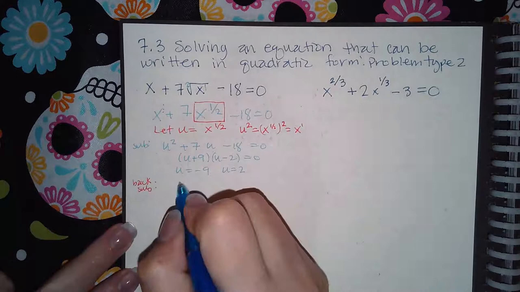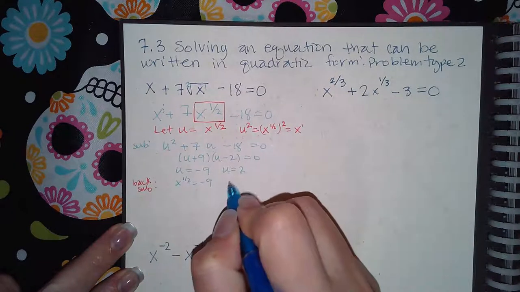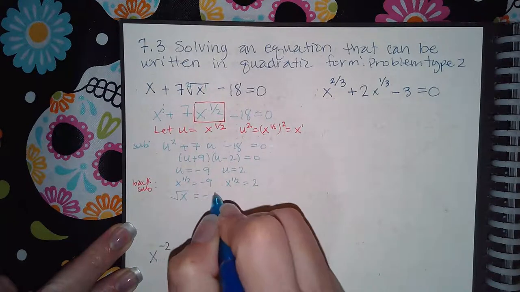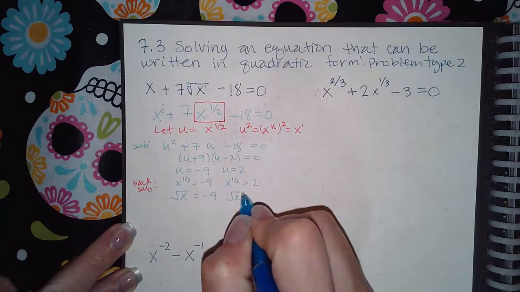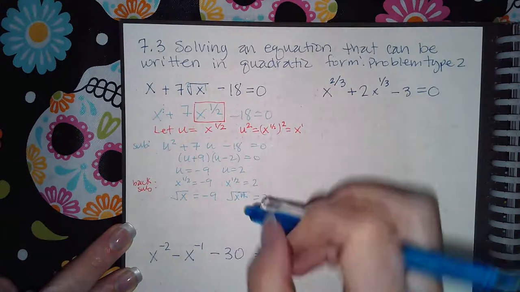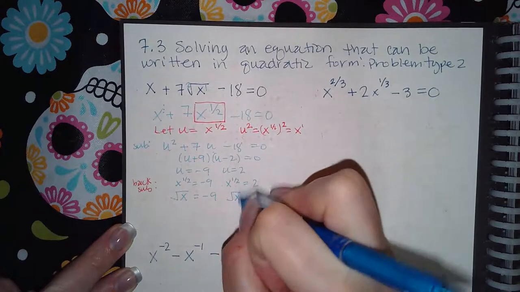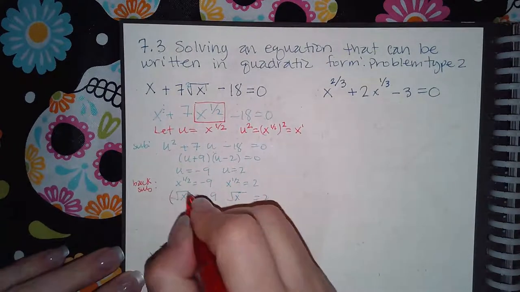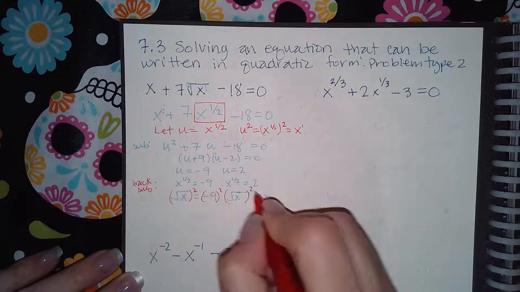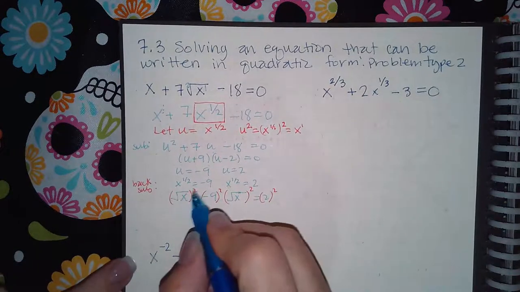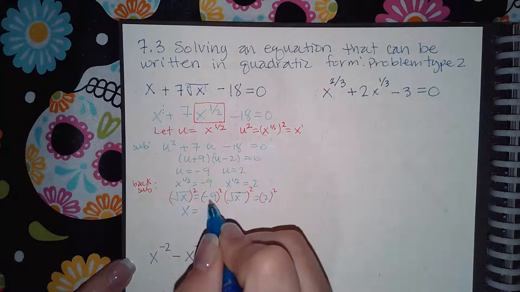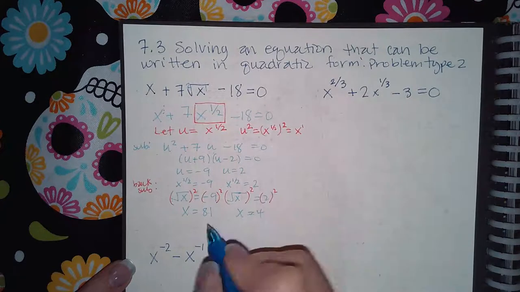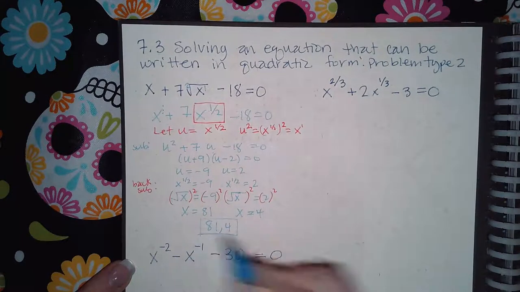So u represented x to the 1 half. And further, x to the 1 half was represented by the square root of x. So we have to go way back to the original problem. In order for me to solve the square root of x, I actually have to square both sides of the equations. So the square root of x squared is just x, negative 9 times negative 9 is 81, and 2 times 2 is 4. So my two solutions are 81 and 4.